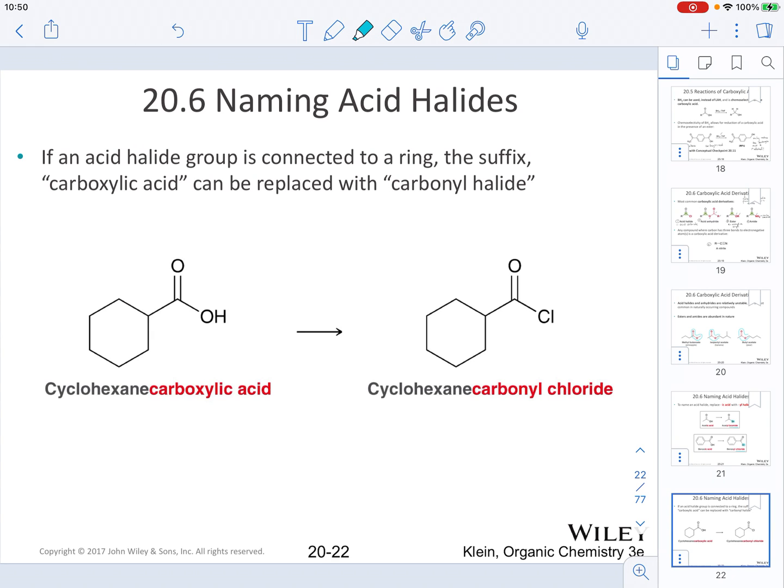If an acid halide group is connected to a ring, the suffix carboxylic acid can be replaced by carbonyl halide. So as you can see here, the molecule that we have on the left, the carboxylic acid is called cyclohexane carboxylic acid. So the name of the acid chloride is going to be cyclohexane, and then the carboxylic acid gets changed to carbonyl, and then we have the name of the halogen. So in this case, because we have a chlorine, that's why we have chloride as the last word.